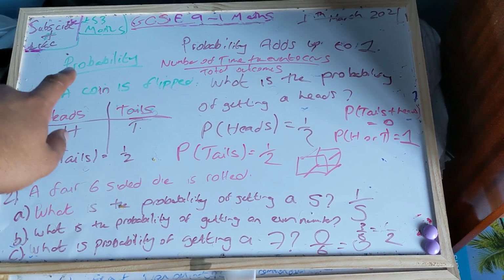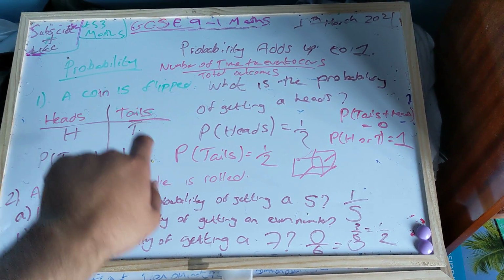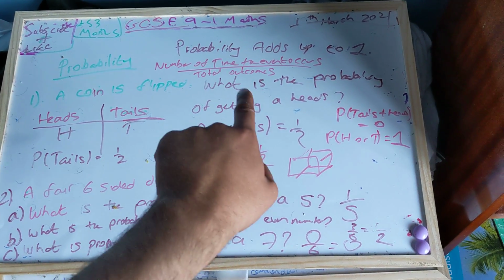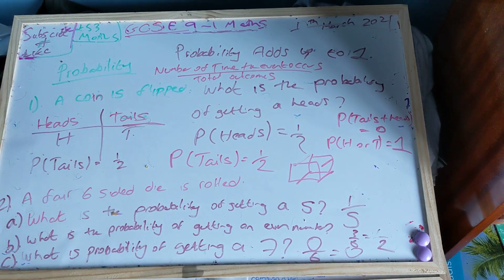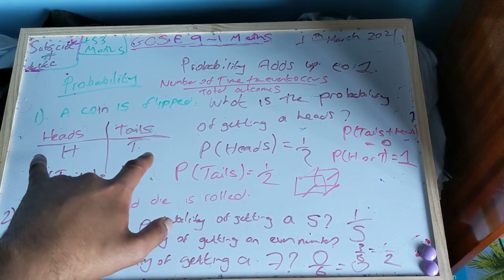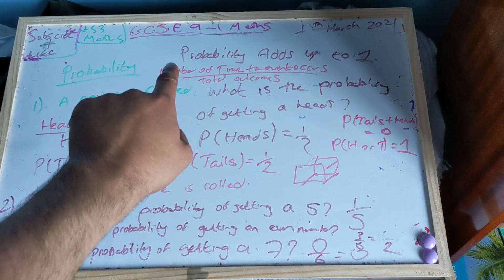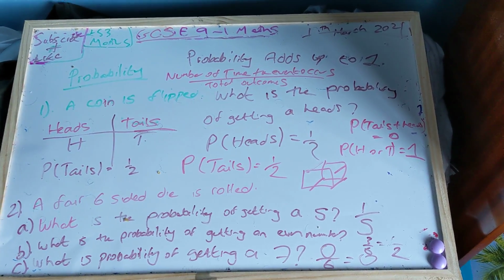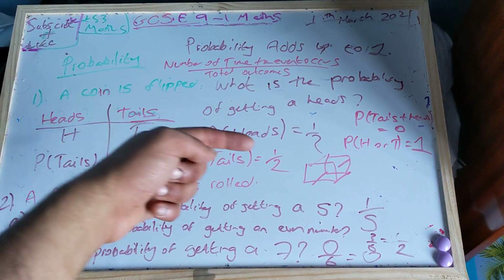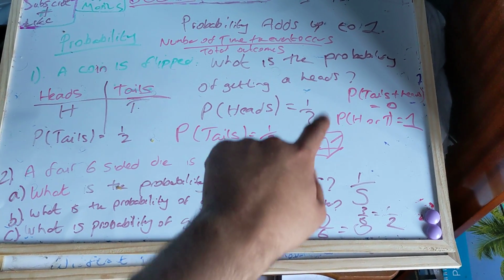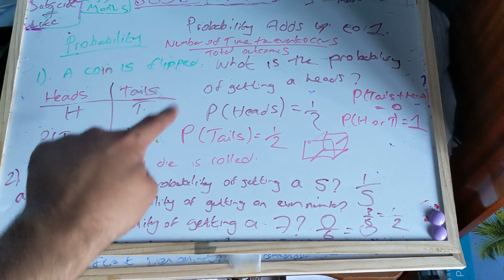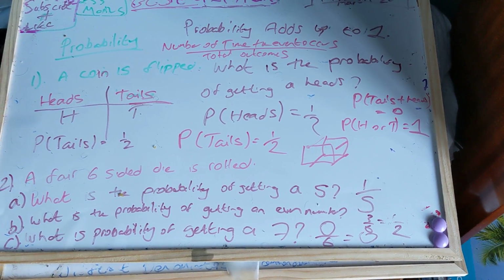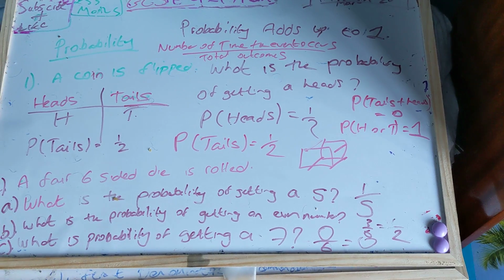Right guys, so question number 1: a coin is flipped here. We've got heads and tails. What's the probability of getting heads? Now, we've got two outcomes. To work out the probability here, it's the number of times the event occurs divided by the total number of possible outcomes. So the probability of heads is going to be 1 out of 2, because heads appears once out of 2 possibilities. The probability of tails is going to be a half as well, because it appears once.